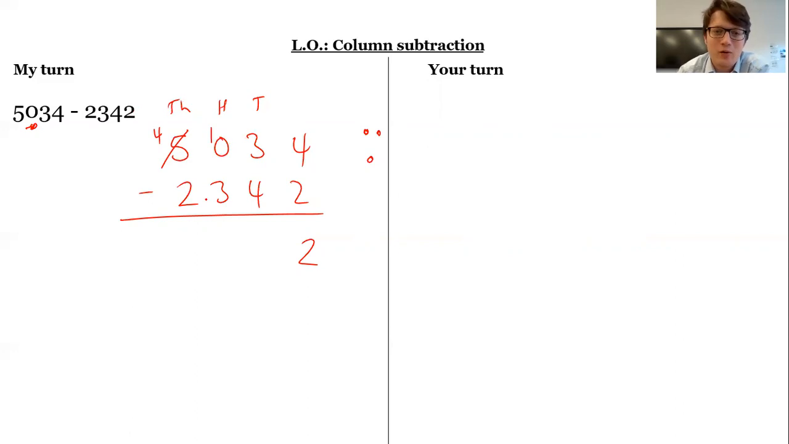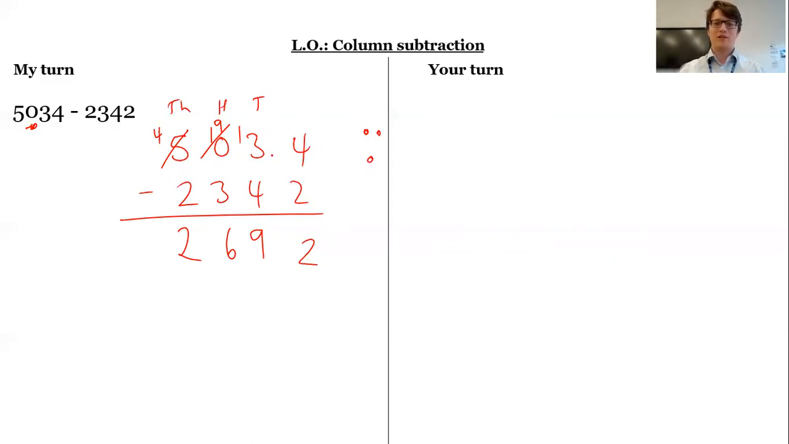Now I've got 10 hundreds. Now I can get some more tens because I can take one of my hundreds. So now I've got 9 hundreds, turn it into 10 tens. 13 subtract 4 gives me 9 tens. 9 subtract 3 is 6. 4 subtract 2 is 2. So I get 2,692.